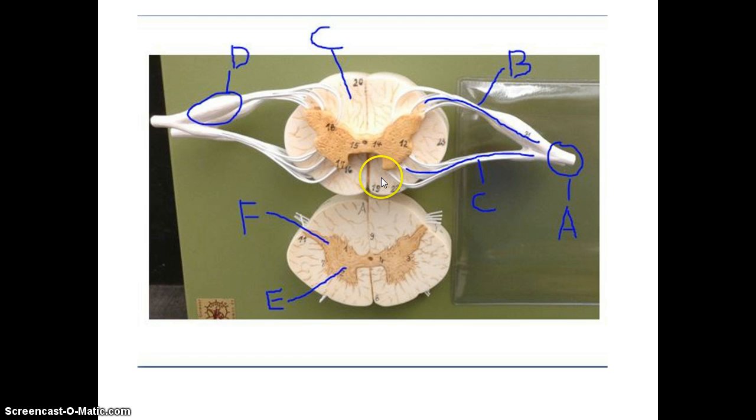The rest of this around the gray matter is white matter, or tracts. Remember, these are elevator systems. Some of them take signals from the brain down, other ones take signals from the spinal cord up. So this is an elevator system to and from the brain, and it allows the brain to communicate with the body. Again, this is the white matter tracts around that gray matter.